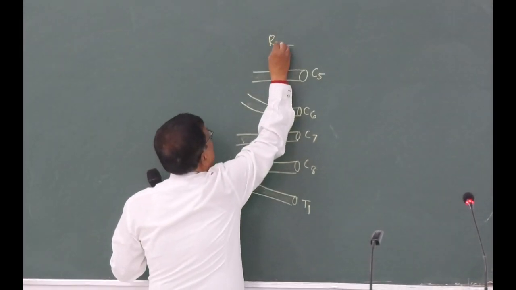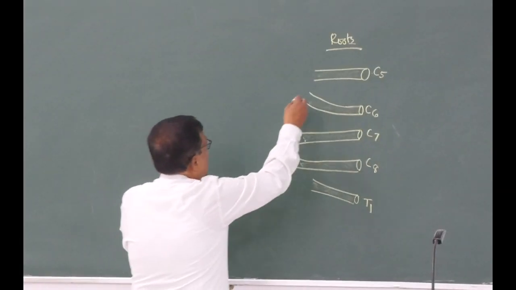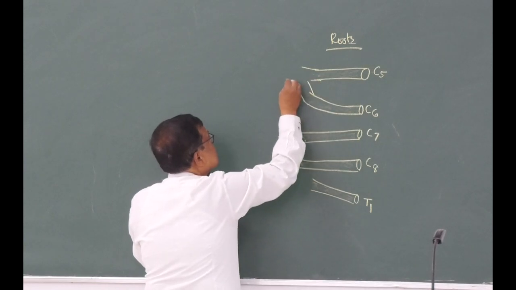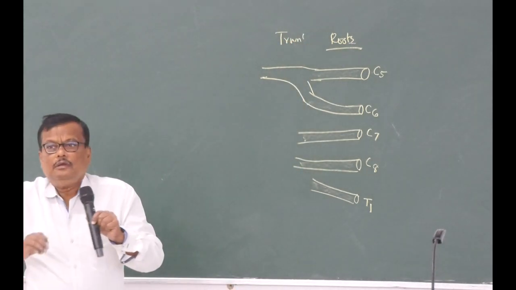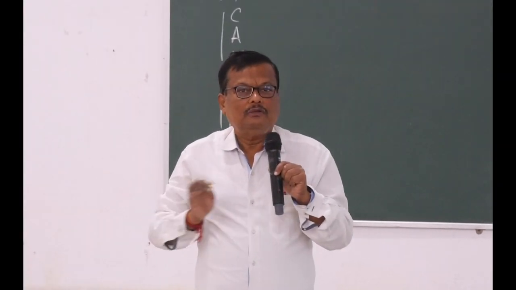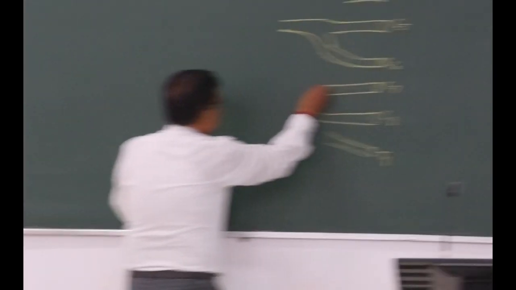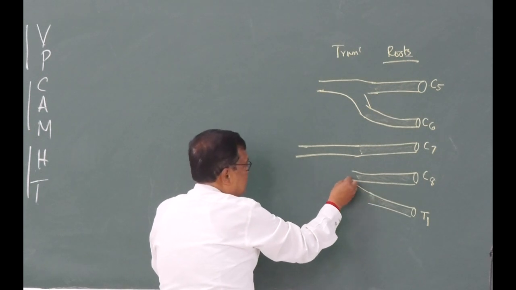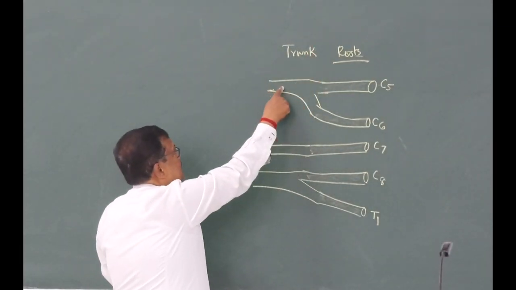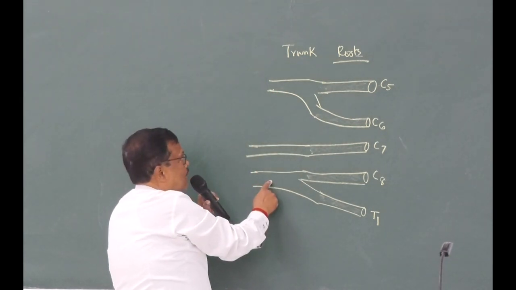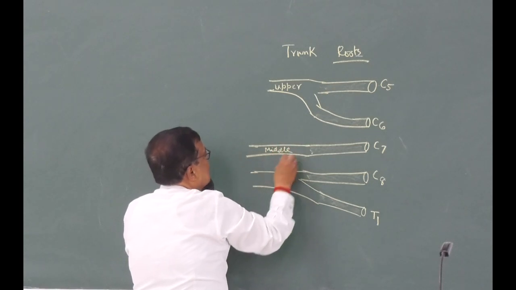Now we write roots. Now it will form the plexus by joining. So it has been found that the C5 root of the brachial plexus joins with C6 to form a trunk. C7 is totally selfish. It doesn't want to join with any other root, so it goes straight. And C8 and T1 join to form another trunk. So these are called the trunks. One is situated upper, one in the middle, one in the lower region. So we call the upper trunk, this is the middle trunk, this is the lower trunk.